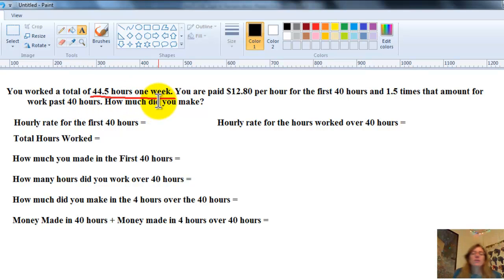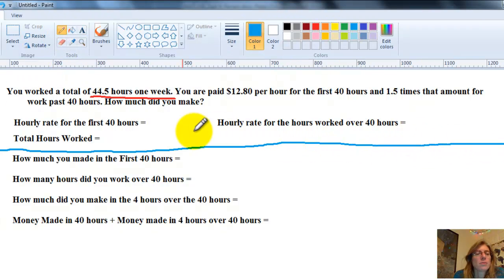Okay, well, there's a lot of things we have to write down that we have here, and then what to figure out. So these top three pieces here are what we're given about this problem. What we're given is the hourly rate for 40 hours. So that's just right here, $12.80 per hour for the first 40 hours. Per hour, that's like a fraction, that's over 1 hour.